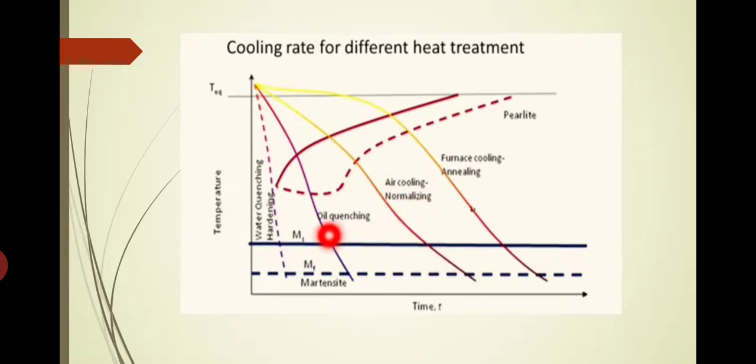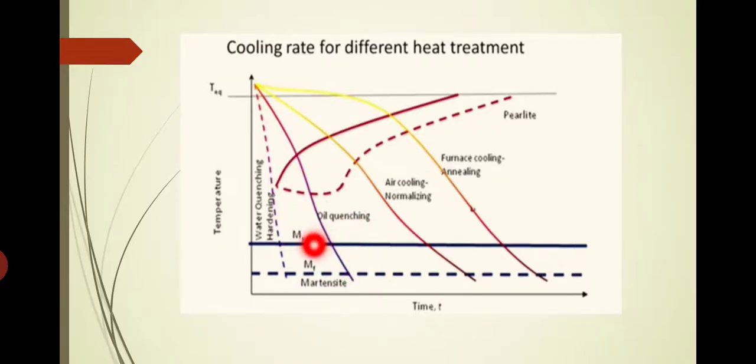And if you are going for oil quenching, oil at a particular temperature is used as the cooling medium. Then the pearlite formation will start at this point, but the pearlite formation will not finish. This curve is not touching the finishing curve, so we expect a pearlite structure as well as, from this point, martensite starting. So both pearlite plus martensite structure will be obtained as the final product for oil quenching.